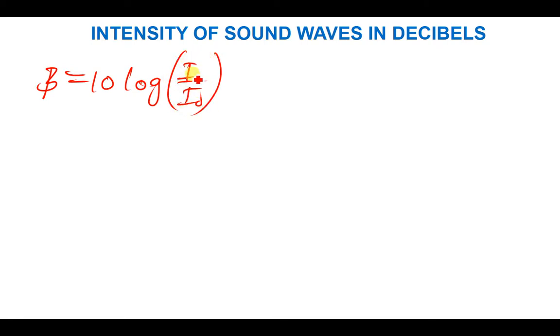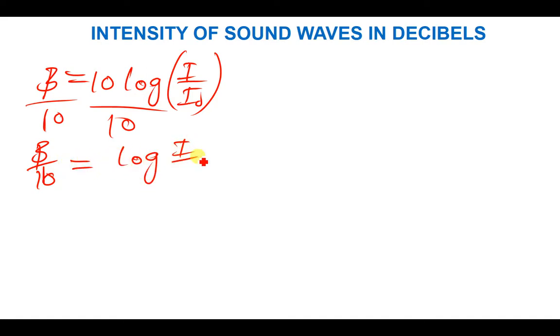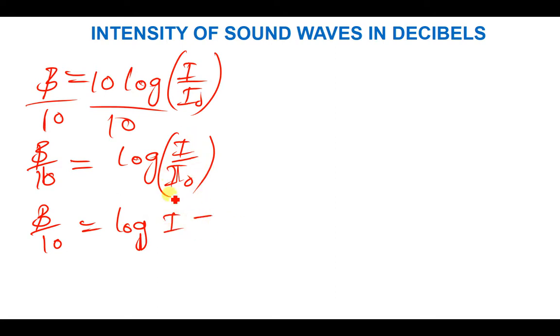So we make I the subject of the formula. How do you do that? Simple. We first divide everything by 10. Dividing both sides by 10, we have intensity level over 10 equal to the log of I over I naught. Now we use the rules of logarithms. Beta over 10 is equal to log I minus log I naught, since we're dividing two functions.